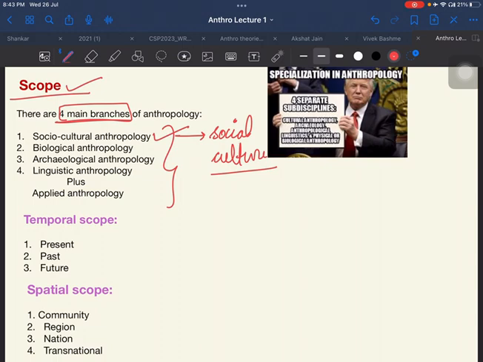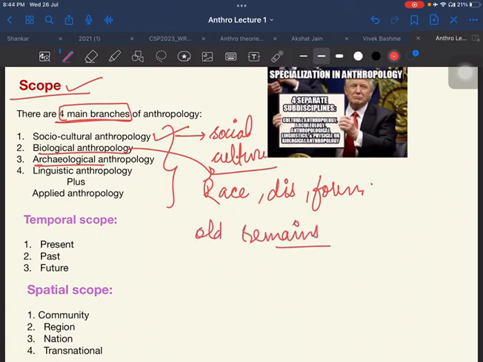Then there is biological anthropology, which studies race, disease, forensics, etc. Then there is archaeological anthropology, where the old remains of humans or their ancestors are studied. There is linguistic anthropology. This is a very interesting branch because Homo sapiens is the only species on this earth which has a fully developed language. So, to study that aspect in a special way, we have a separate branch called linguistic anthropology.